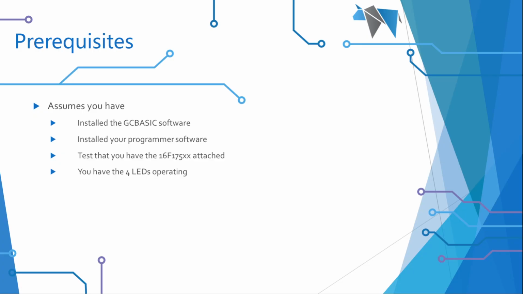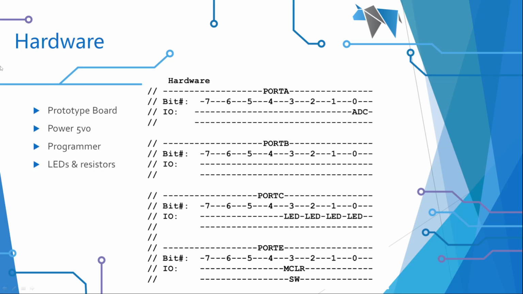Prereqs are that you've installed the software, you can program your chip, you've actually got that chip attached and the 4 LEDs are connected. And that's what this diagram shows you. I've got them on port C.